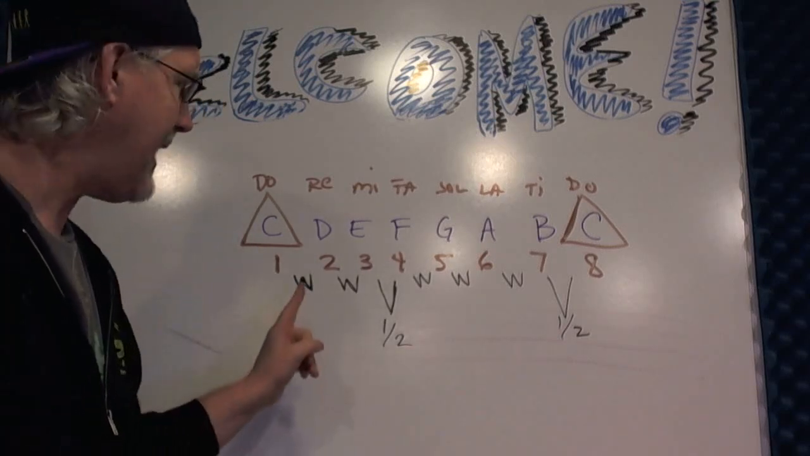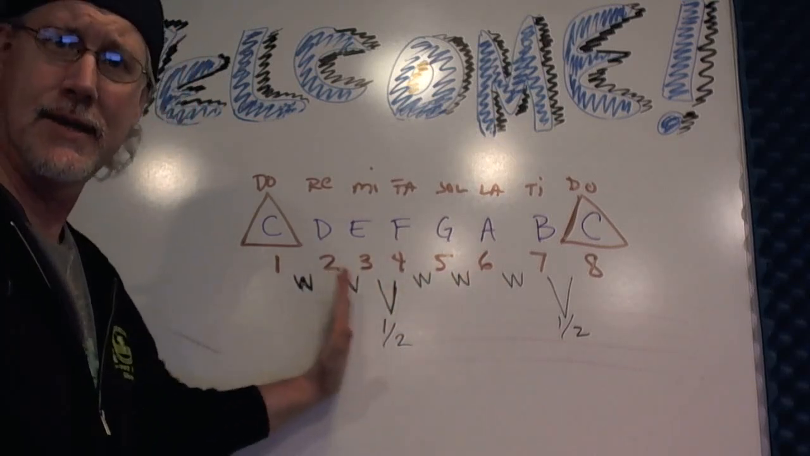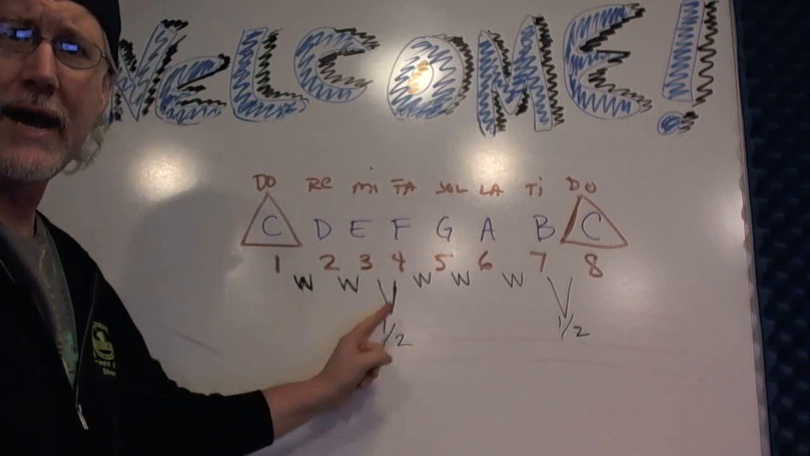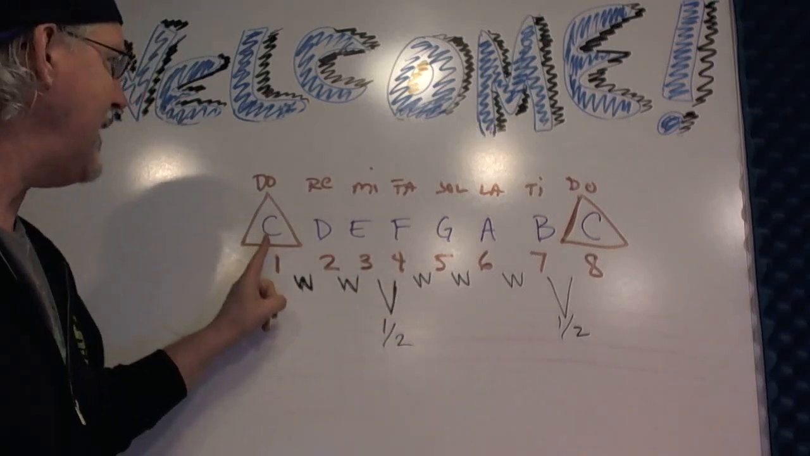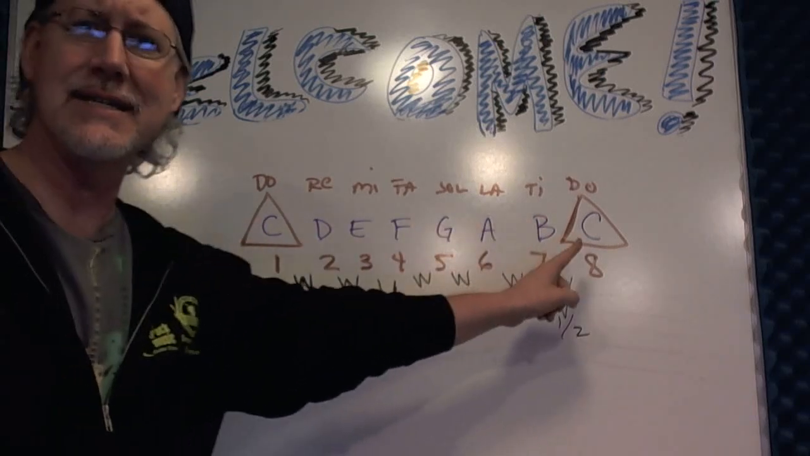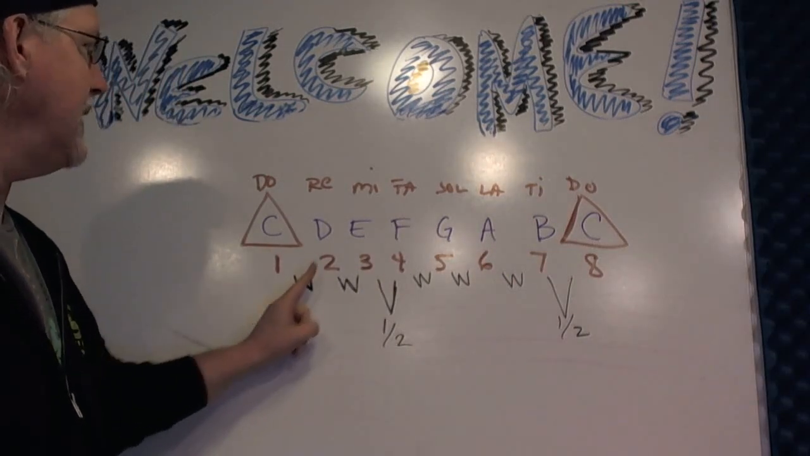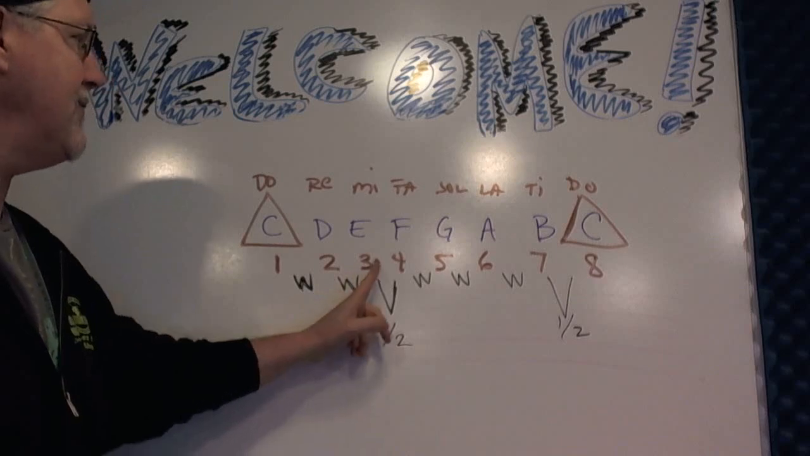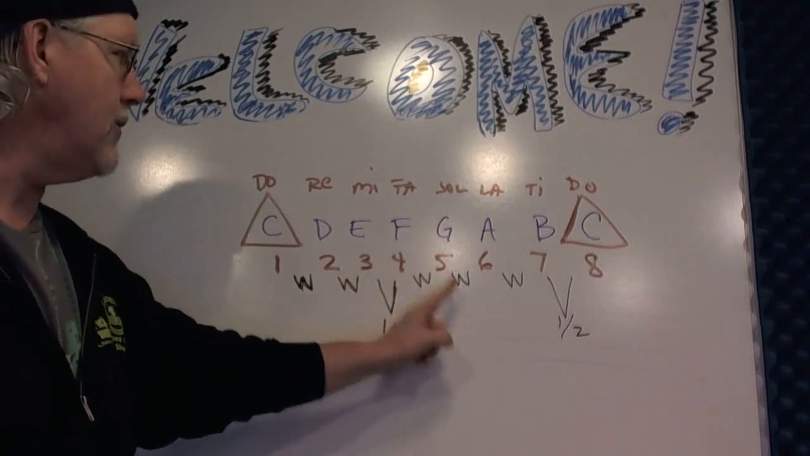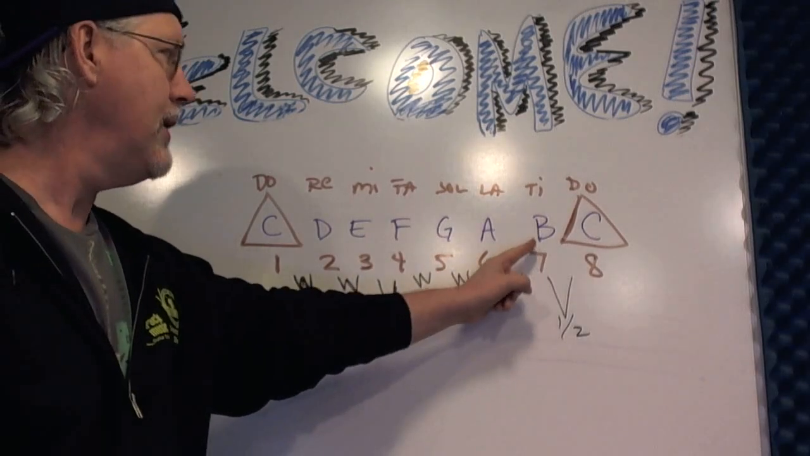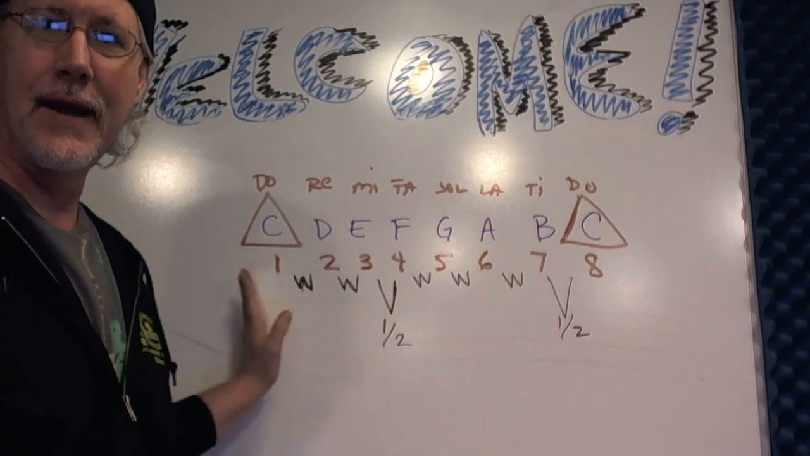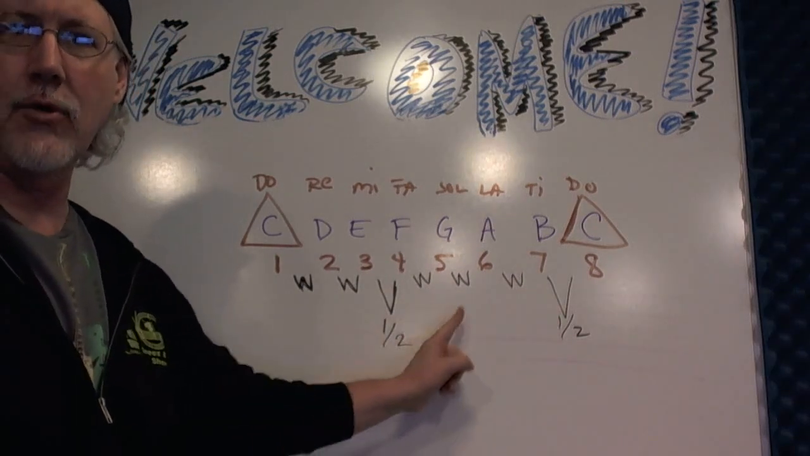If I forget what the pattern of whole steps and half steps is in the major scale, this whole, whole, half, whole, whole, whole, half, all I have to do is write down my natural notes from C to C and look at what that pattern of whole steps and half steps makes. C to D is a whole, D to E is a whole, E to F is a half, F to G is a whole, G to A is a whole, A to B is a whole, B to C is a half step. Okay, and that will give me that pattern, whole, whole, half, whole, whole, whole, half.